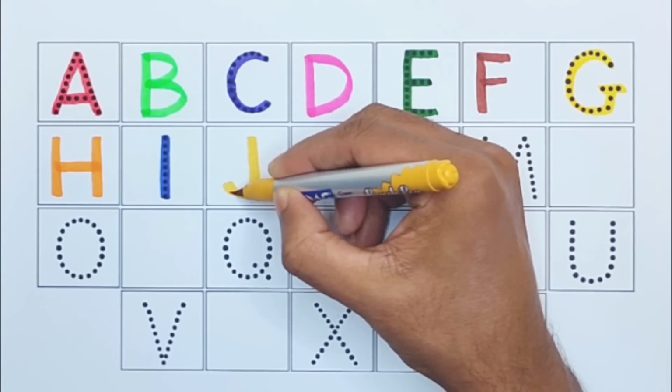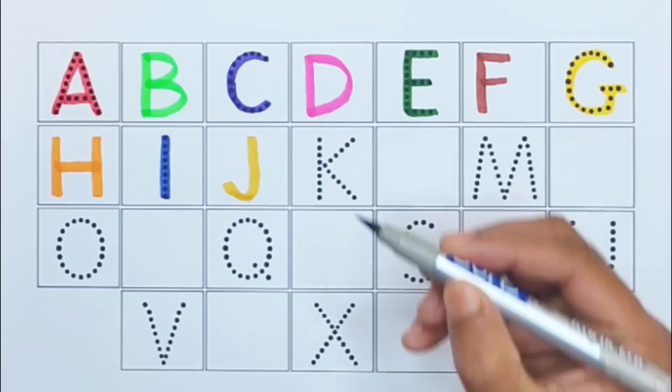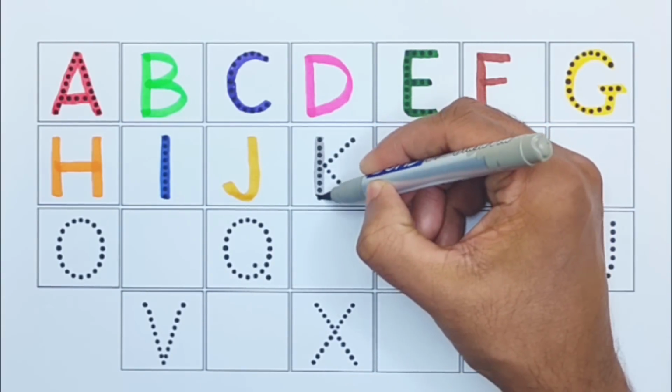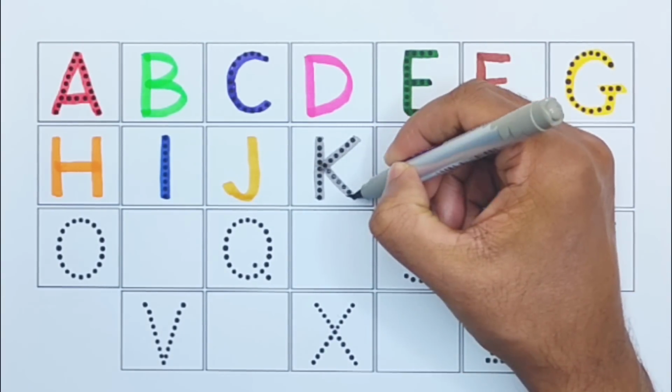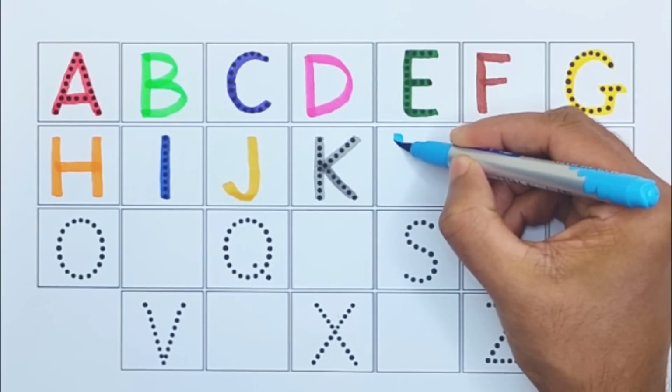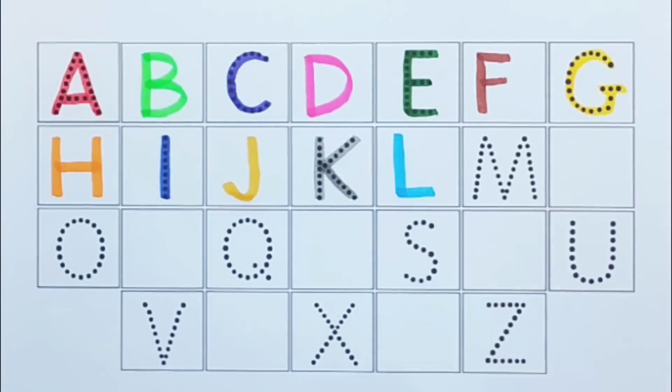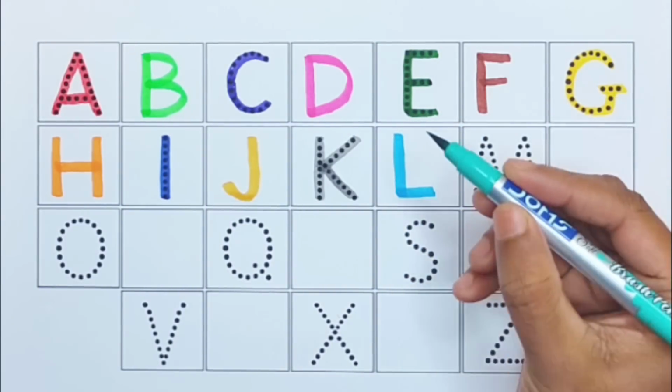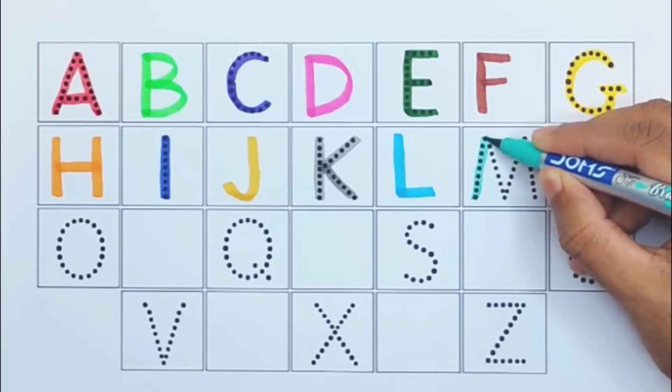J for juice. Gray color. K for kite. L for lollipop. Light green color.